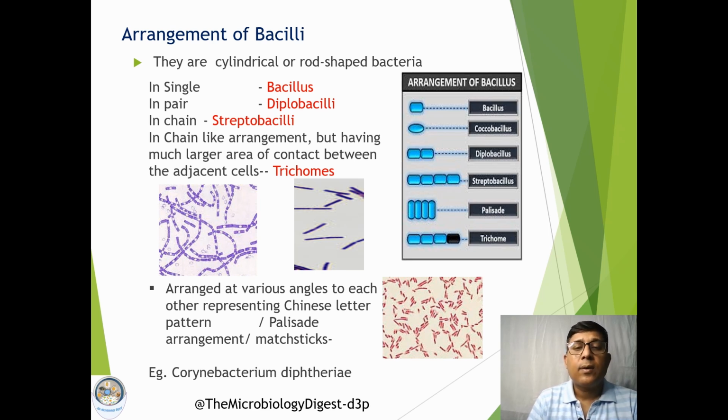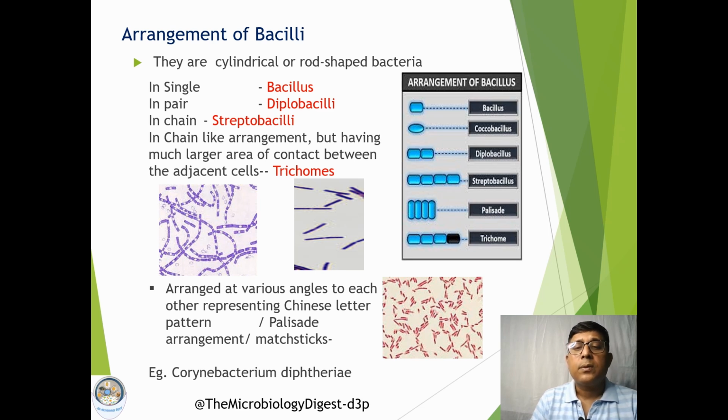If they occur in a chain-like arrangement, but they have a much larger area of contact between the adjacent cells, this type of arrangement is called trichomes. So trichomes, what are they? This is a chain-like arrangement of bacillus, but here they have a much larger area of contact between the adjacent cells.